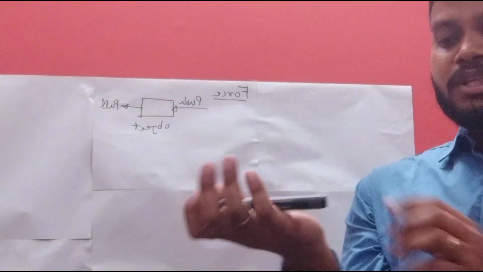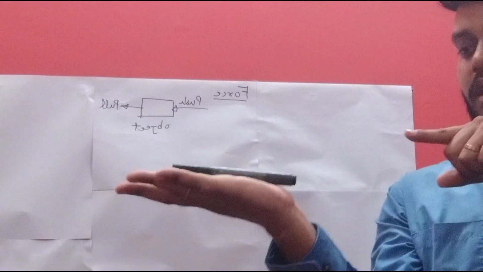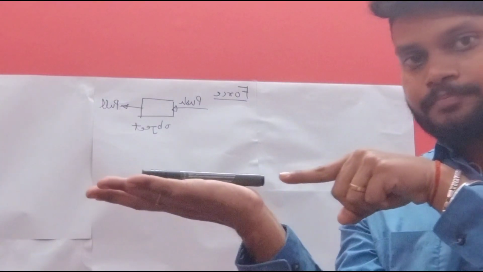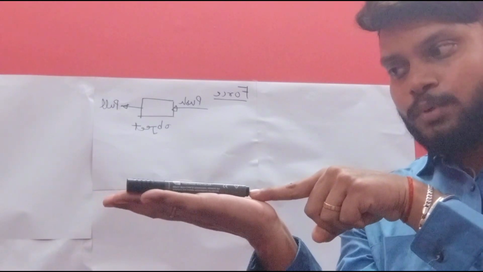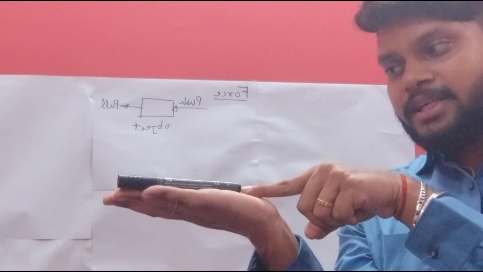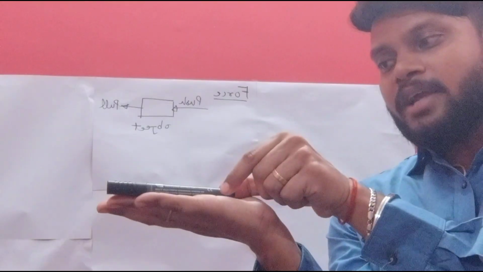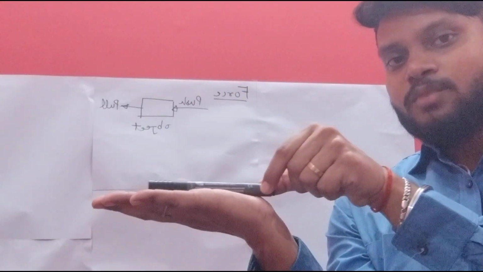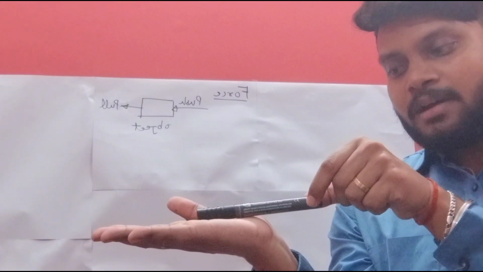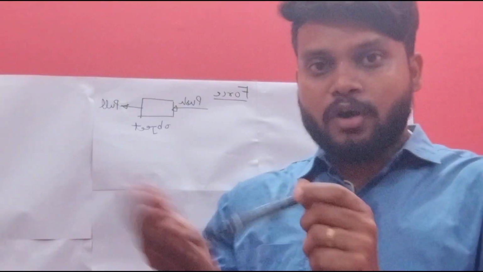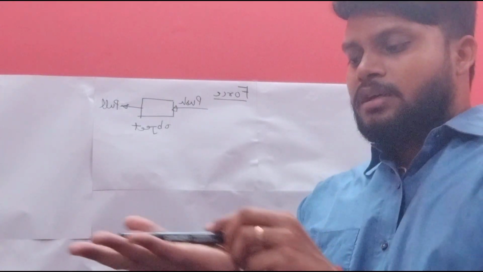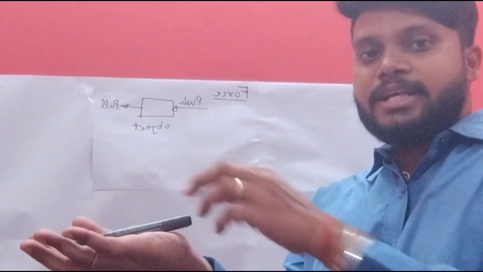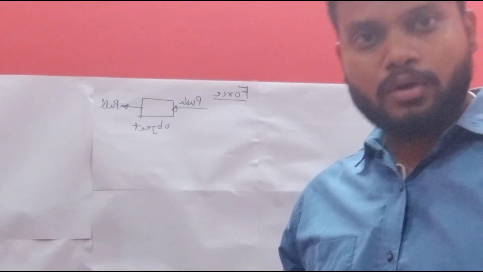See, this is a marker in my hand. If I try to push it, it is moving. Here I am applying a force that is letting it move forward. If I am pulling it, it is moving. Now I am applying a backward force and it is moving backward. So basically, what is force? Force is something, if we try to pull or push any object, is called force.